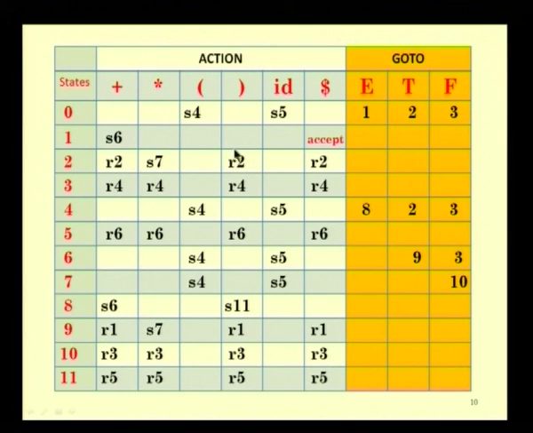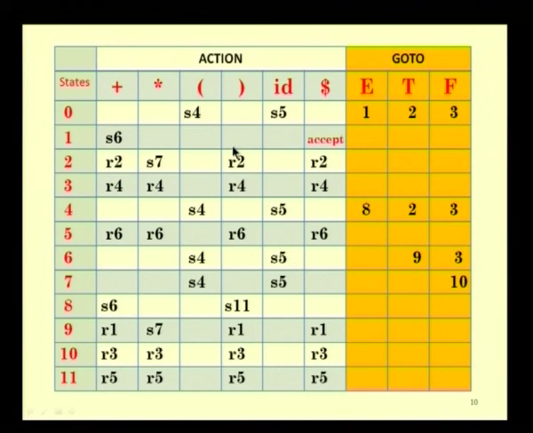And R2 means reduce by using the rule number 2. So we have numbers, the 4 says continue from 4th state and this 2 says reduce with the help of the rule number 2. So now we can see that is how these entries are filled.